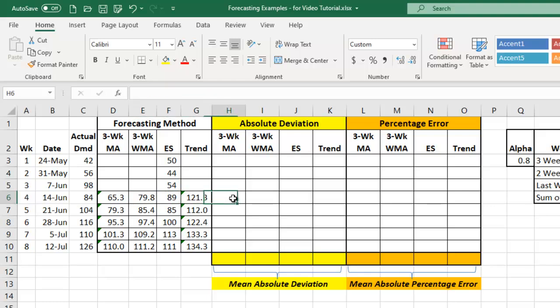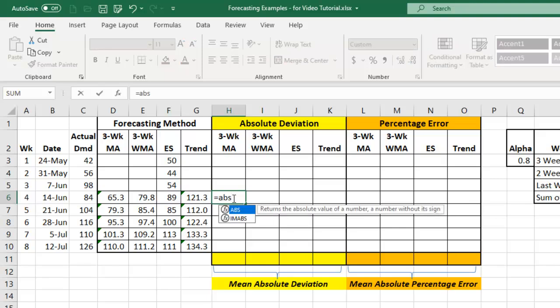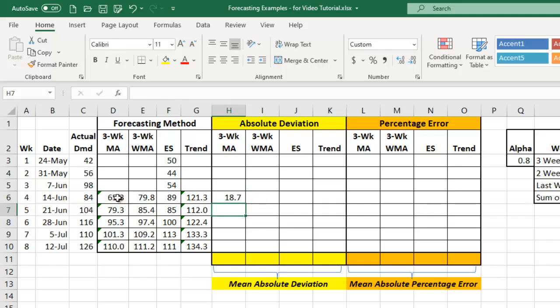We'll begin with a 3-week moving average, and to get the absolute difference we use the ABS formula. It returns the absolute value of a number as it says here, open parentheses, and then we're going to begin with the actual demand, and we're going to anchor that column reference, which is the letter C in this case. So we have a $ only in front of the letter C, and then we have that minus the 3-week moving average forecast for that period, week 4. Hit enter, and that gives us a difference of 18.7.